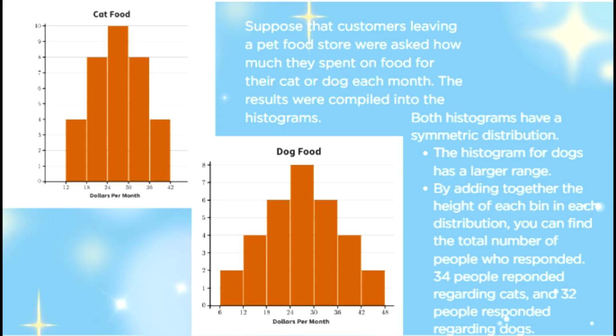Suppose that customers leaving a pet food store were asked how much they spent on food for their cat or dog each month. The results were compiled into the histograms. Both histograms have a symmetric distribution. You can see that because they're balanced on each side exactly.